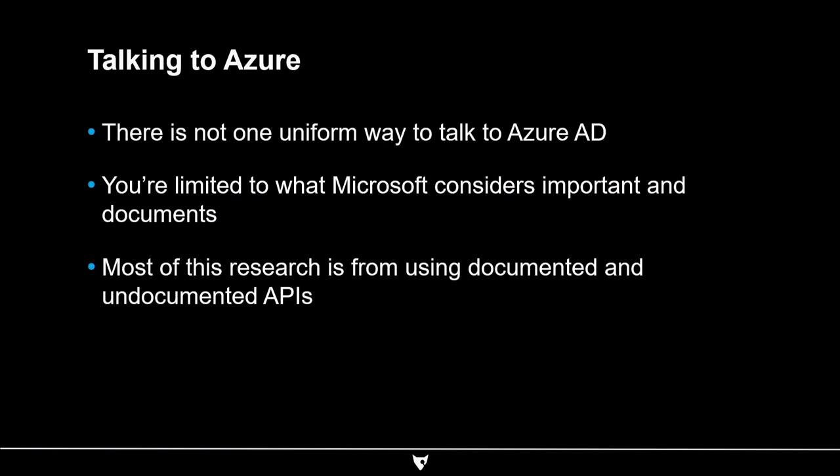And you're also kind of limited to what Microsoft considers important. Like in on-premise Active Directory, you have LDAP, and everything in Active Directory is kind of stored there. But in Azure AD, you have different APIs, and not all features can actually be called via APIs. And most of this research comes from using both documented and undocumented APIs in Azure AD.